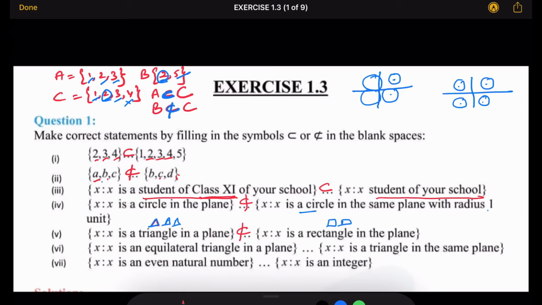Next, sixth one, {X such that X is an equilateral triangle in a plane} and {X such that X is a triangle in the same plane}. Now you have triangles of different shapes. If you are taking this screen itself over here, suppose we take all triangles, we can take all equilateral triangles in the first set. They're all equilateral triangles of different types. So we're having all triangles in the same plane.